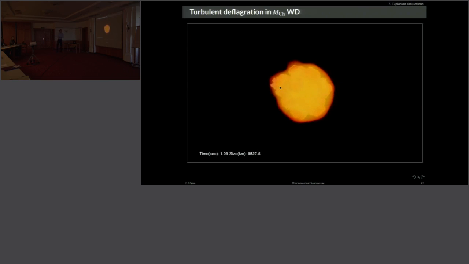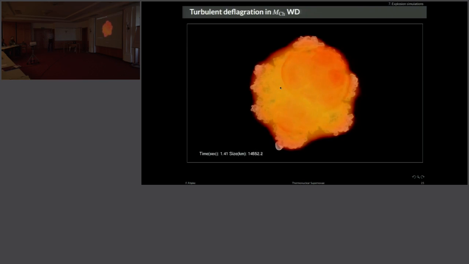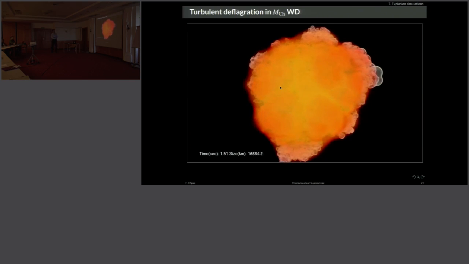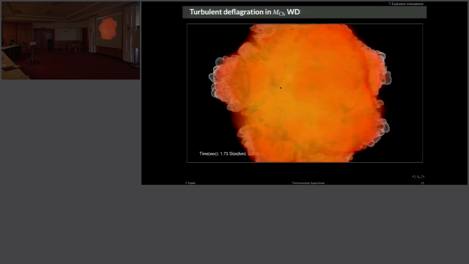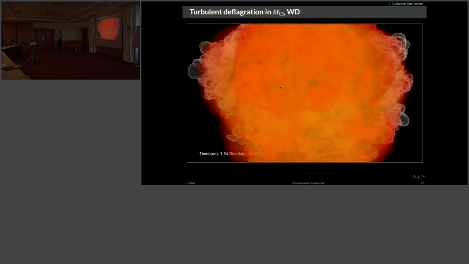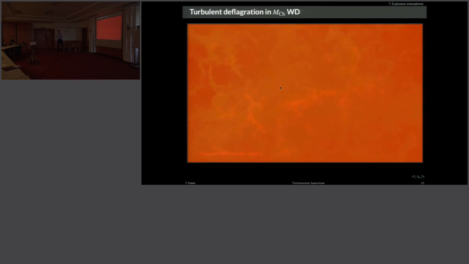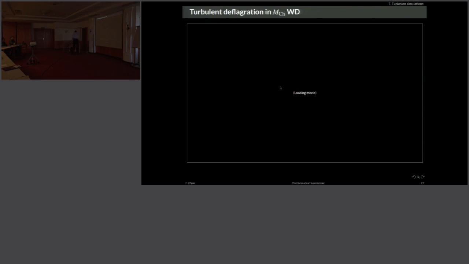So this is a simulation that was performed with the methods that we discussed yesterday. The flame front is described by the level set approach, so it's actually modeled as a discontinuity, and in order to take the flame-turbulence interaction into account, we rely on a turbulent subgrid scale model. So this is an LES simulation of a deflagration in a Chandrasekhar-mass white dwarf.